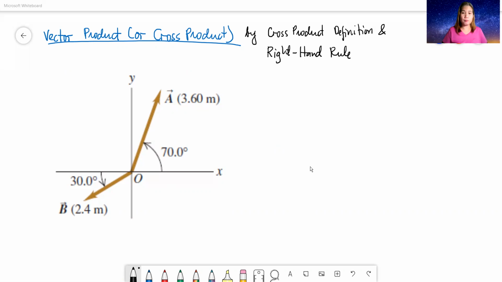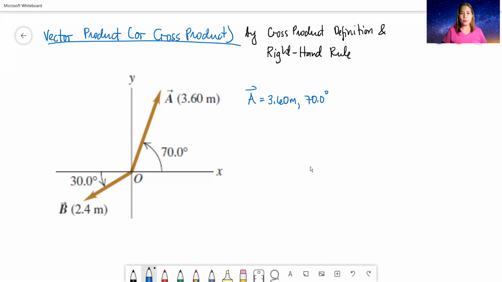This problem is made easier for us because the two vectors are already illustrated for us. Without the illustration, this can be given as, let me use blue color. If the figure is not given, but the magnitude and the direction are, let's say 3.60 meters, that's for the magnitude of vector A. And then we can use here 70.0 degrees, standard position angle, SPA. I hope you know by now how to determine when a given angle is in SPA.